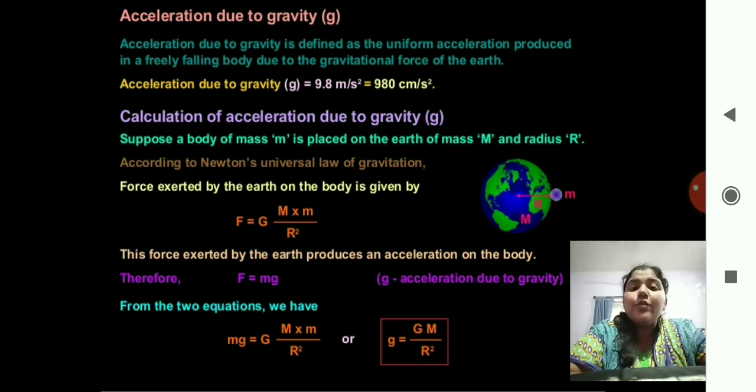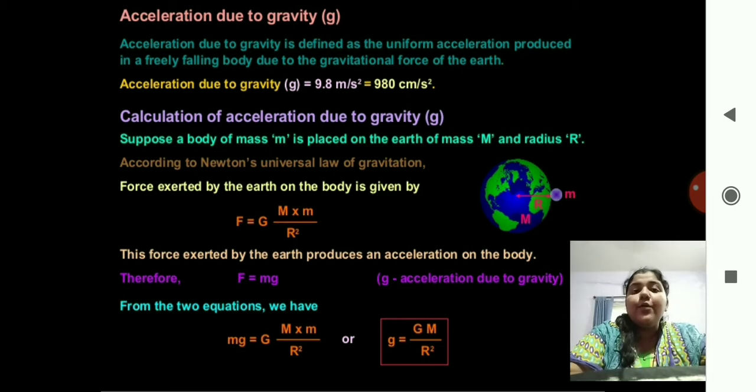In the previous video we have seen about Newton and Kepler's laws, and we have seen the capital G, that is the universal gravitational constant. And now we are going to see about the small g, that is acceleration due to gravity. Now what is the difference between the Earth's gravitational constant and acceleration due to gravity? Acceleration due to gravity is defined as the uniform acceleration produced in a freely falling body due to the gravitational force of the earth.